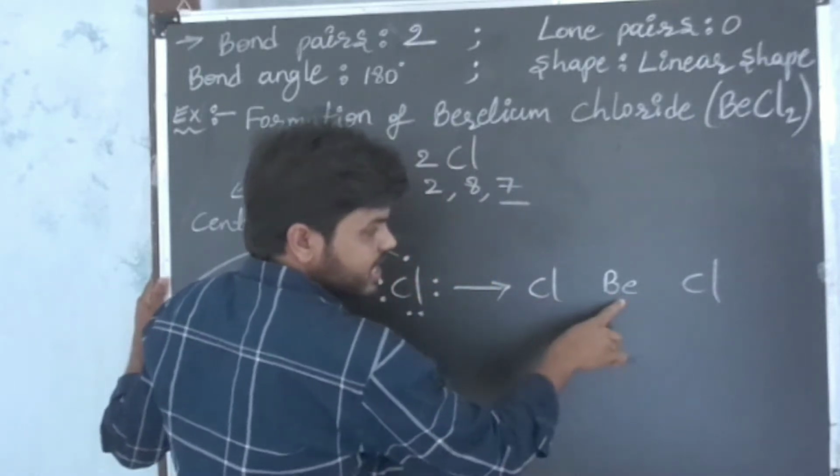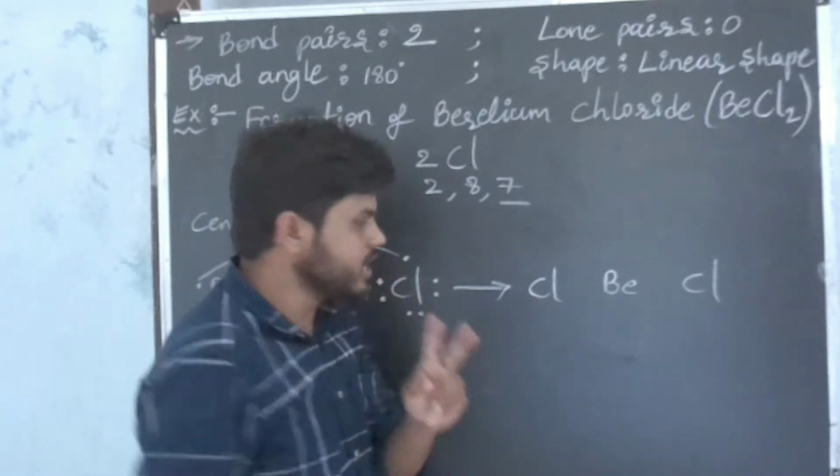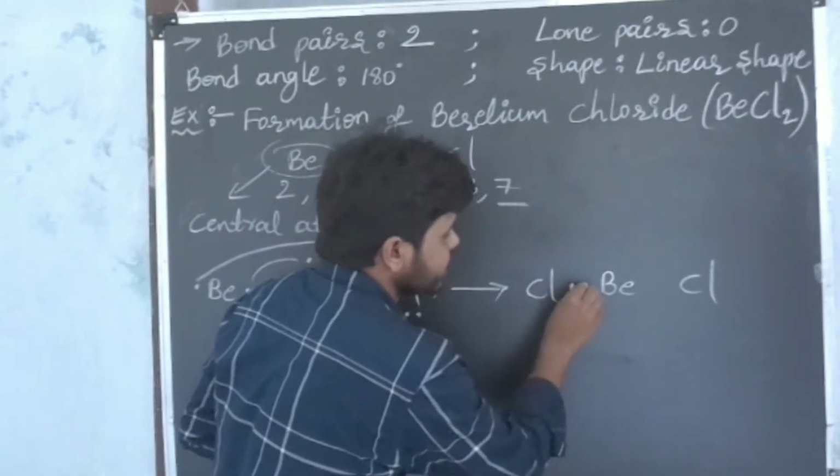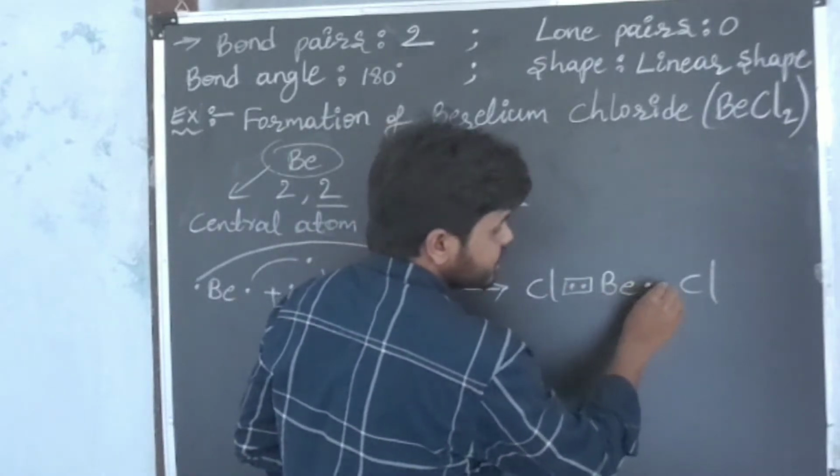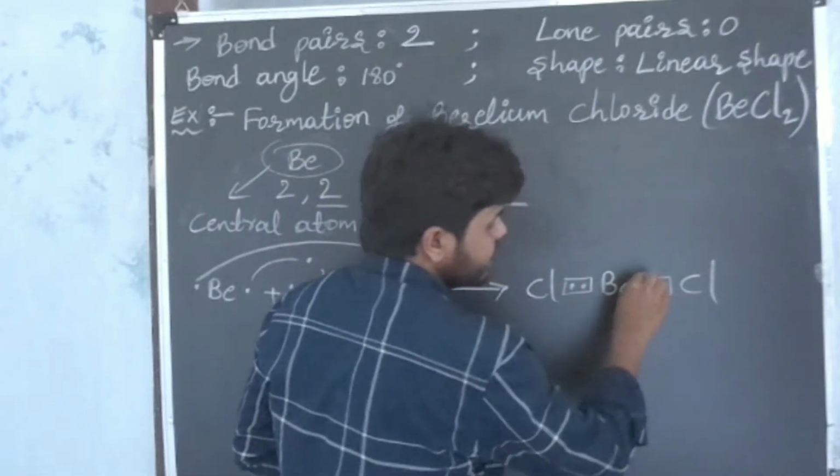Between chlorine and beryllium, how many electrons are sharing? 2 electrons. I am placing the 2 electrons between beryllium and chlorine. Here also I am placing 2 electrons between beryllium and chlorine.